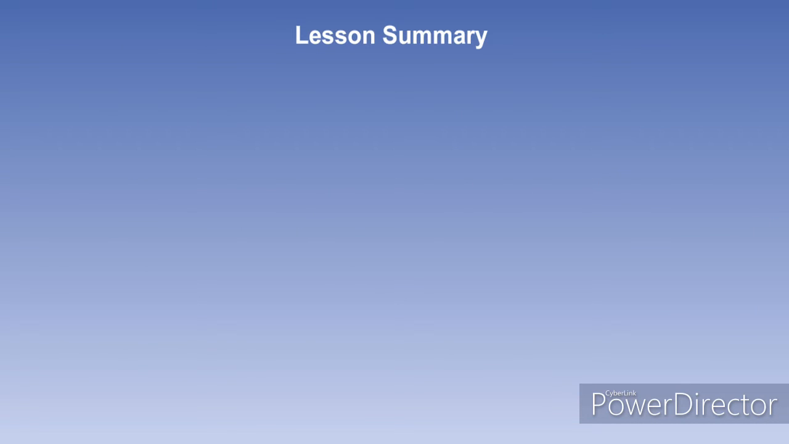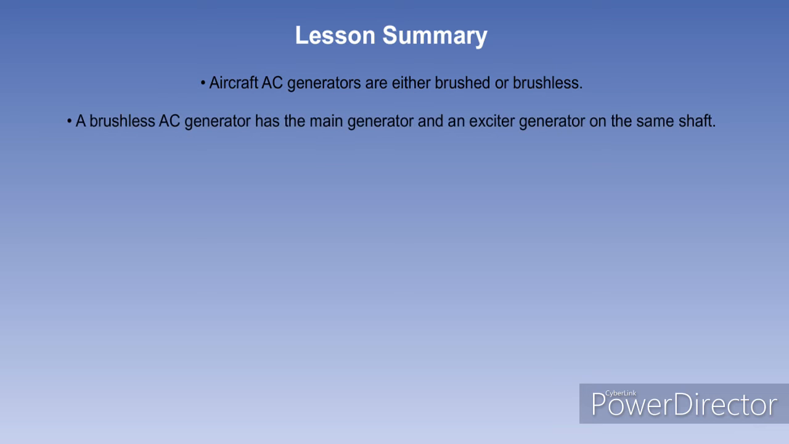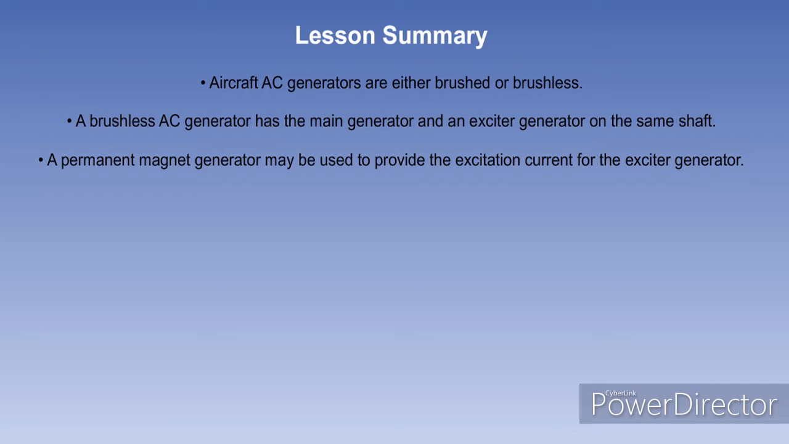That is the end of the lesson. Here is a summary of the main points you should take from it. There are two types of rotating field AC generator in common use on aircraft. They are brushed AC generators and brushless AC generators. A brushless AC generator consists of two generators, the main generator and an exciter generator, on the same shaft. A permanent magnet generator may be used to provide the excitation current for the exciter generator.